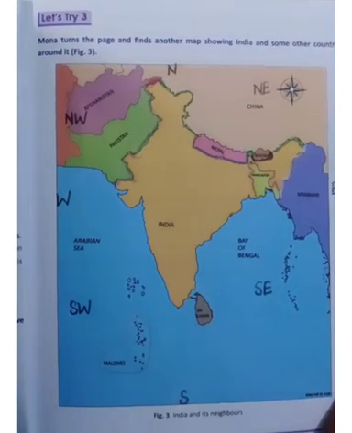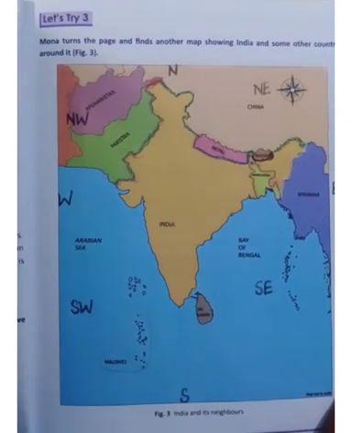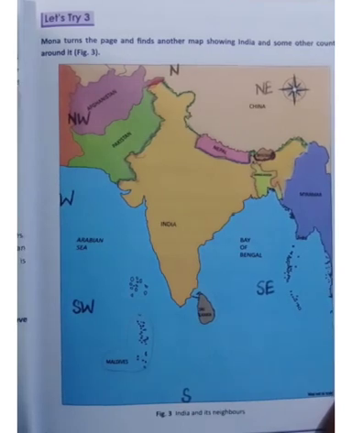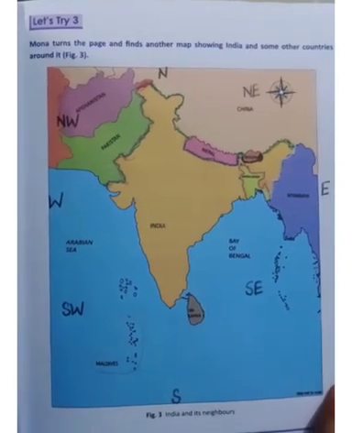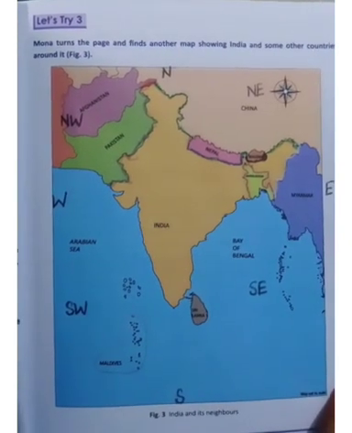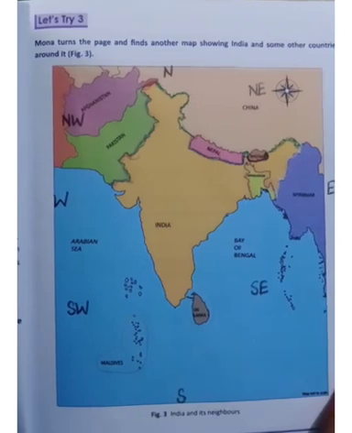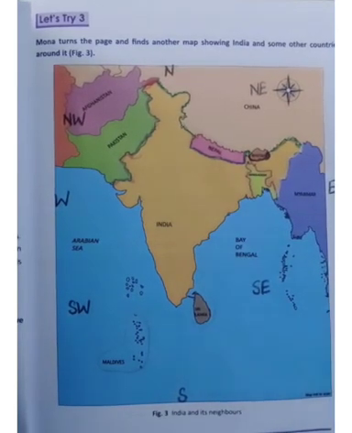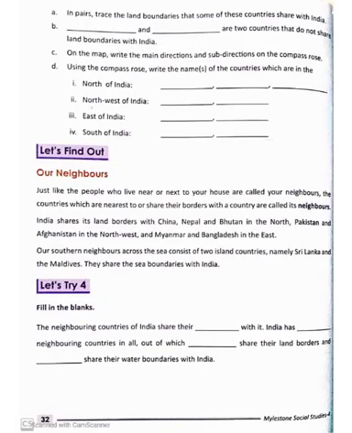Now students, that I have mentioned the directions, you can easily identify which country comes to the north of our country, which is on its south, which is on its east, which is on its west, which is the northeast country, northwest country, southwest country, or southeast country. Okay? Students, now we have done the map very carefully and we have discussed all the points from Let's Try 3. I hope you will be able to do Let's Try 3 on your own.